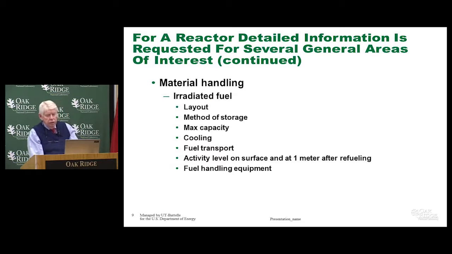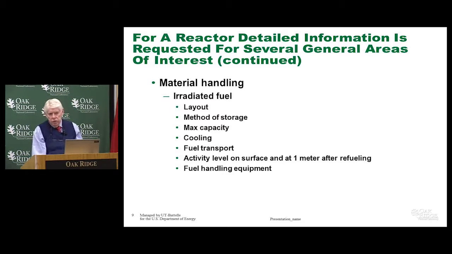Further on material handling, what do you do then with the irradiated fuel? What is the layout of the fuel pool, if there is such a thing? How about your dry cask storage? If you're in a power reactor facility, many of them have those today. Also, some facilities that have multiple units have on-site fuel storage for each unit, and then they have a common fuel storage location where when the fuel cools, they move it to a central location in preparation perhaps of shipping it off-site. What is the method of storage?